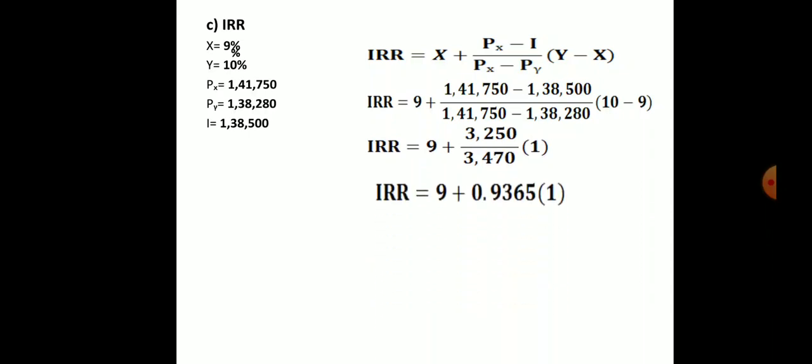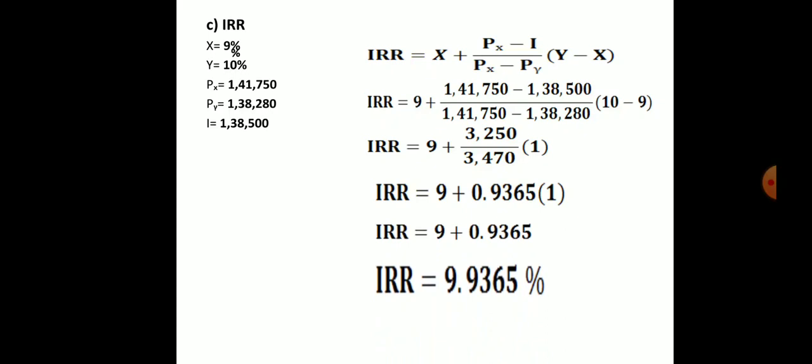So your IRR is equal to 9 plus, if you divide 3,250 by 3,470, it is 0.9365, into 1. So if you multiply 0.9365 into 1, you will get 0.9365 only. If you add this to 9, your IRR is 9.9365%. So your IRR we always have to denote as a percentage only.